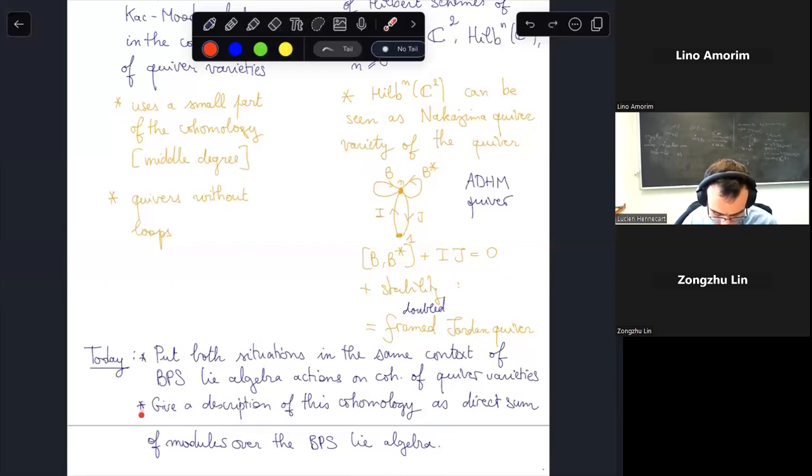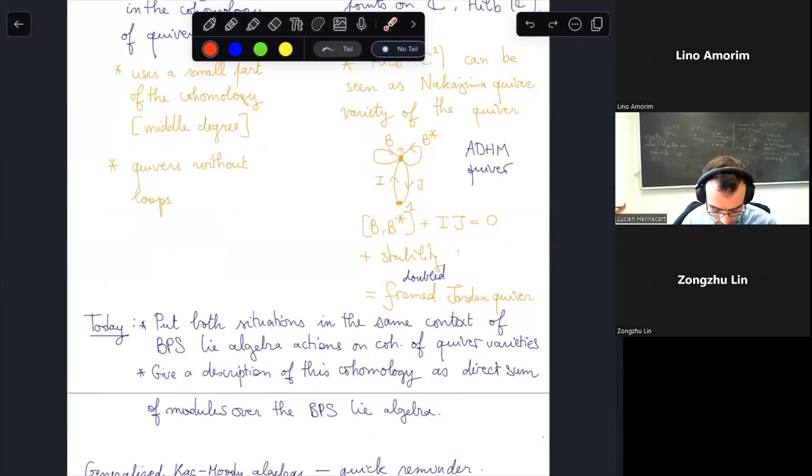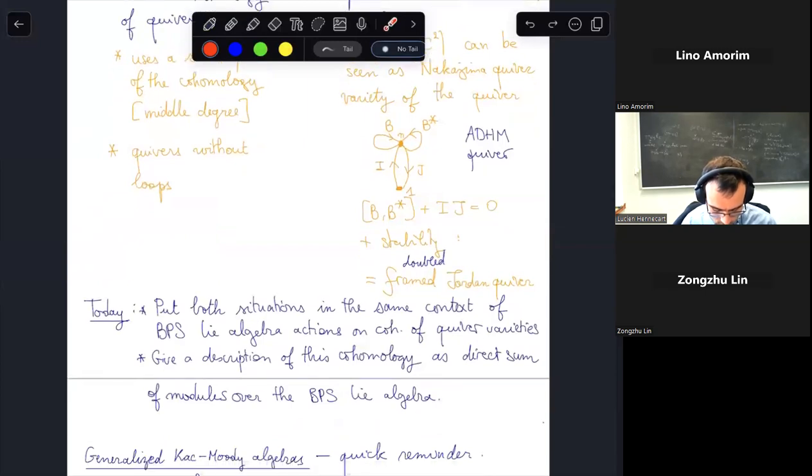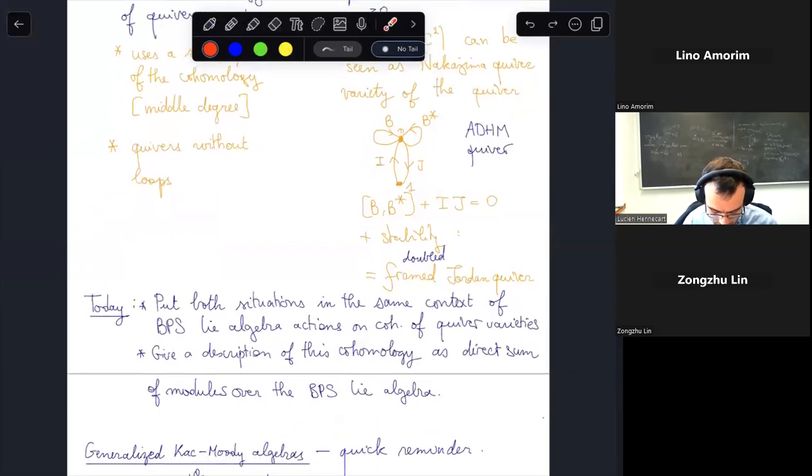And I would like to give a description of this cohomology as a direct sum of lowest weight modules over the BPS Lie algebra. In order to do this, I need to remind you very quickly what generalized Kac-Moody Lie algebras are. It's very quick.